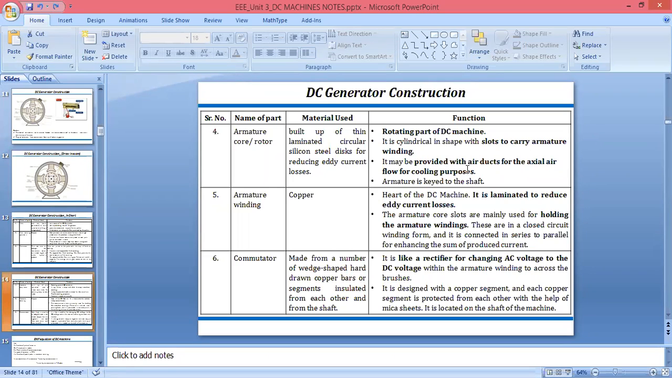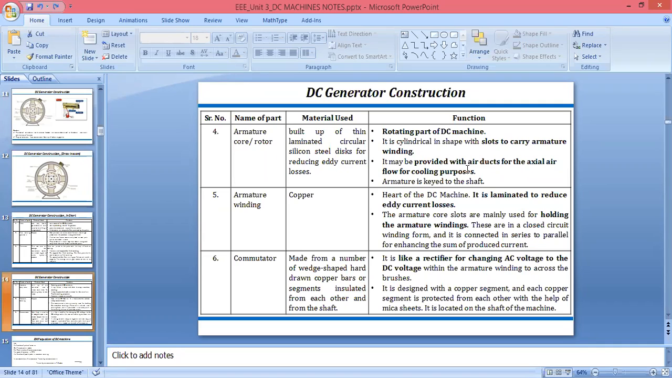The armature is keyed to the shaft. For the armature winding, we can use copper because copper is a good conductor. In the winding we have to introduce magnetic flux, and as magnetic flux gets induced, we will get the EMF.